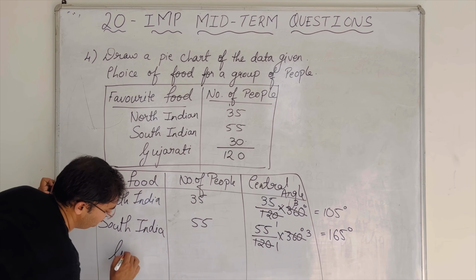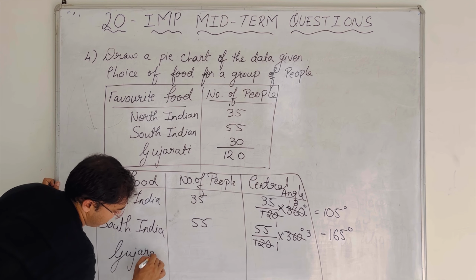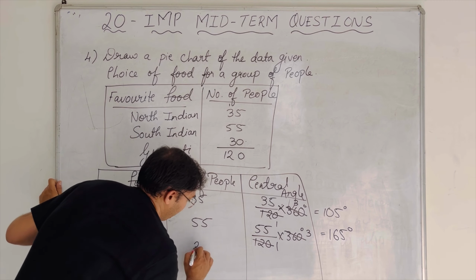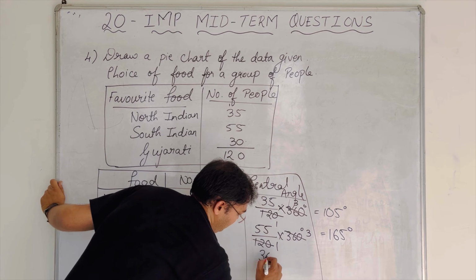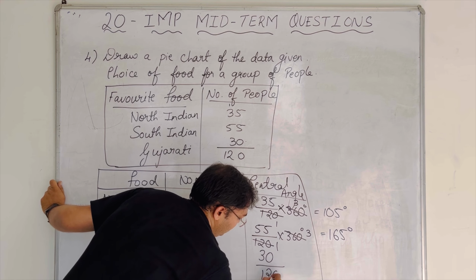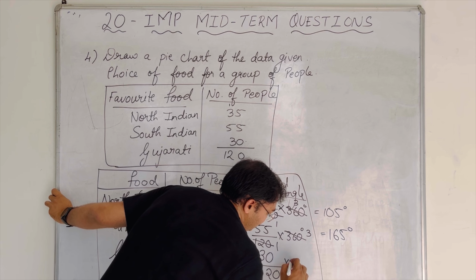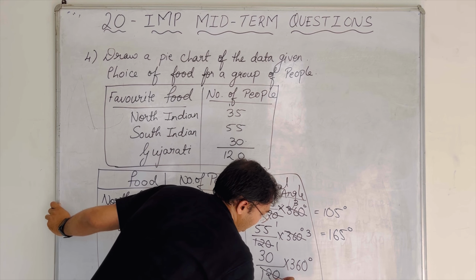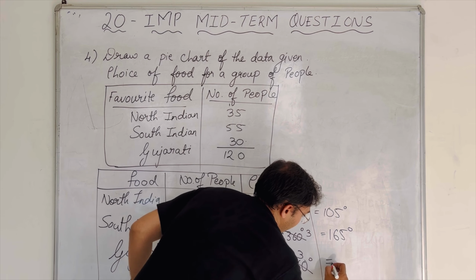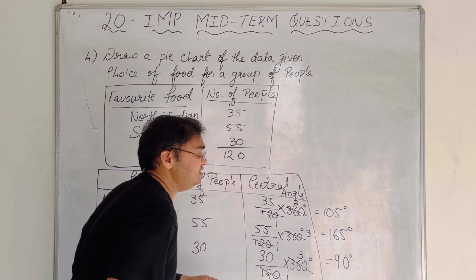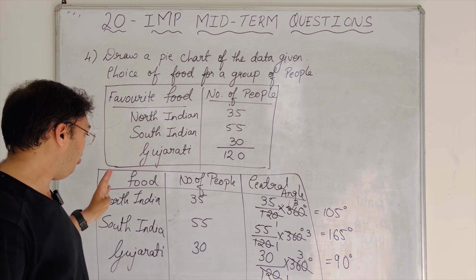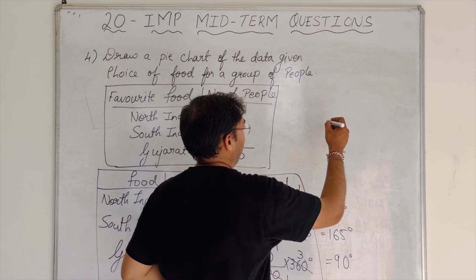Moreover, if we move to the Gujarati, how many people? 30. So same we will do here: 30 people like Gujarati food out of 120 into 360 degree. So 1 za here, 3 za here, we get 90 here. So now we have found the central angle of all the food items. It's time to draw the pie chart.